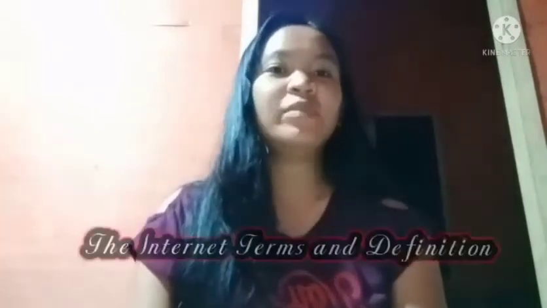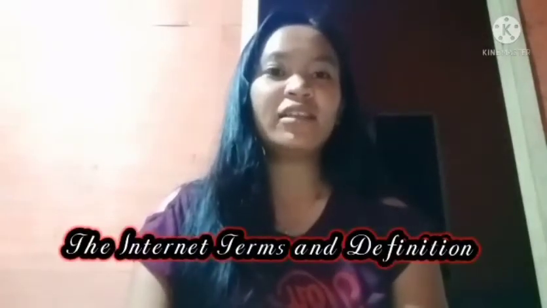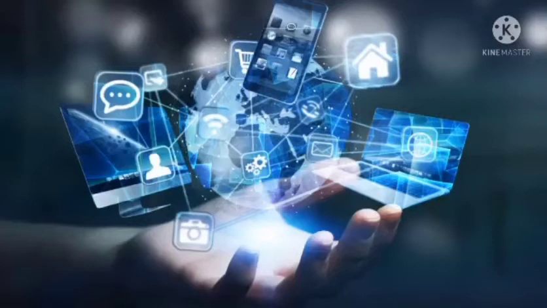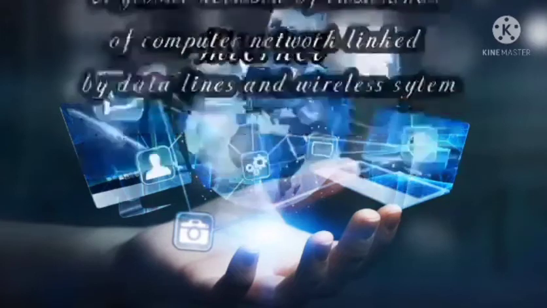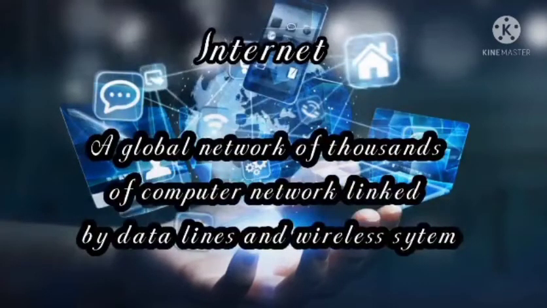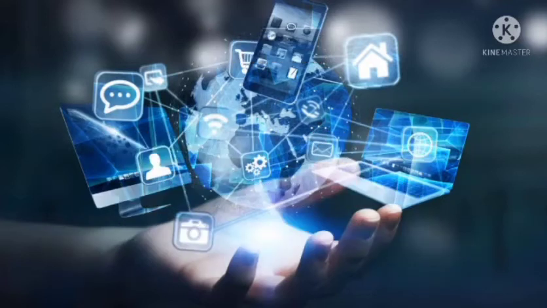Next, I will be discussing the internet terms and definitions. First, we have the internet. What is the internet? The internet is a global network of thousands of computer networks linked by data lines and wireless systems. It is also a global computer network providing a variety of information and communication facilities.